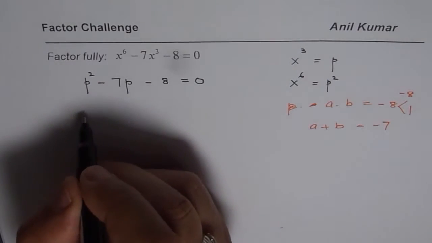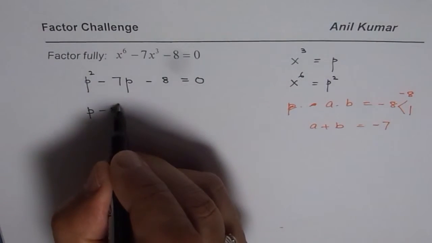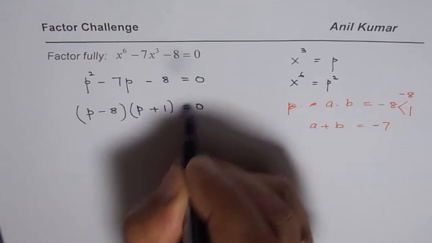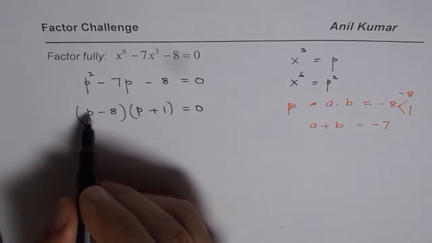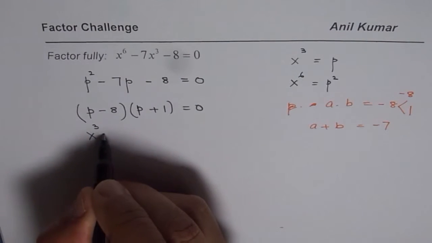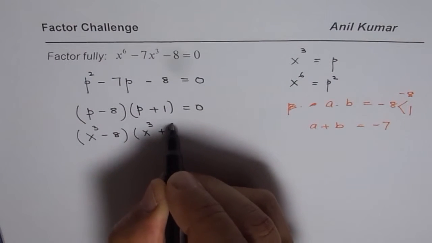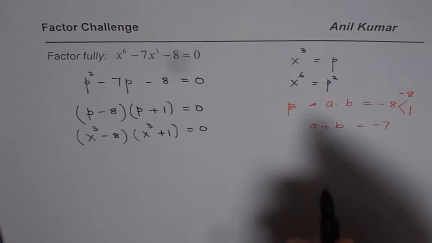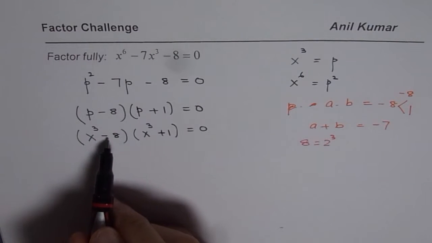So the left side really becomes p minus 8 times p plus 1 equals to 0. Now we can substitute back what p is, which is x cubed, right? So we'll write x cubed minus 8 times x cubed plus 1 equals to 0. At this stage we know what 8 is. 8 is 2 cubed, right? So 8 is equal to 2 cubed. So basically we have x cubed minus 2 cubed.